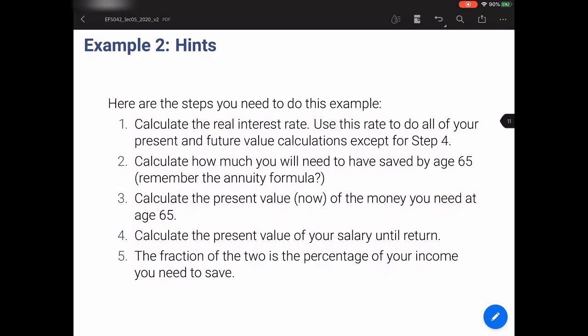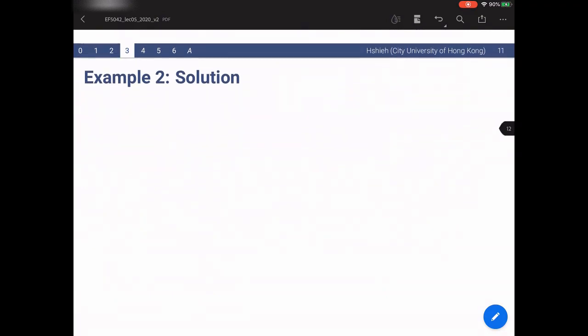Step 2, we're going to calculate how much we will need to save by age 65, and we're going to use our annuity formula to calculate that amount. Third, we're going to calculate the present value of the money we need at age 65. Step 4, we're going to calculate the present value of your salary until then. And number 5, we're going to calculate the fraction of the two, which is going to be the percentage of our income that we actually need to save. All right, so let's go through each step. Step 1, calculate the real interest rate.